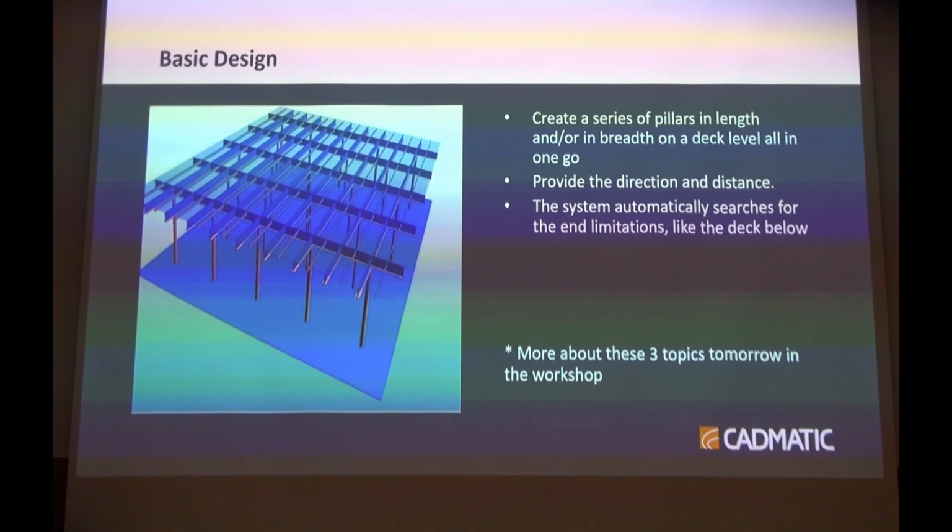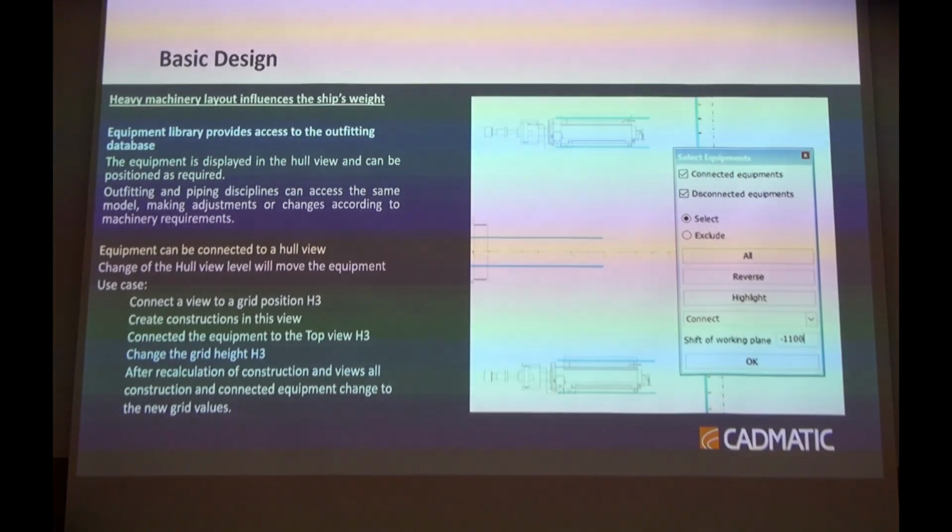Next to that, we can create a series of pillars in length and or in breadth on a deck level, all in one go. The only thing the engineer has to do is provide the direction, the distance and the amount of rows. The system automatically searches for the end relations, the end limitations like the deck below. All these 3 steps or topics will be covered tomorrow in the workshop. Something about the basic design, sorry.